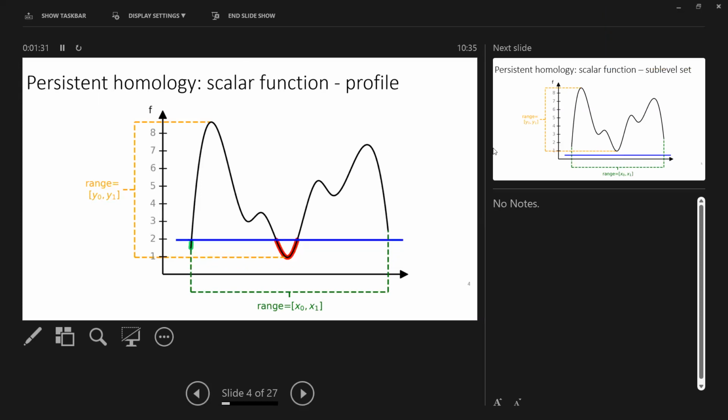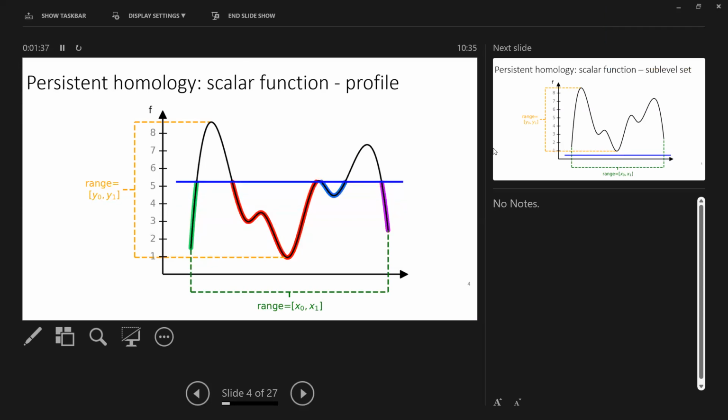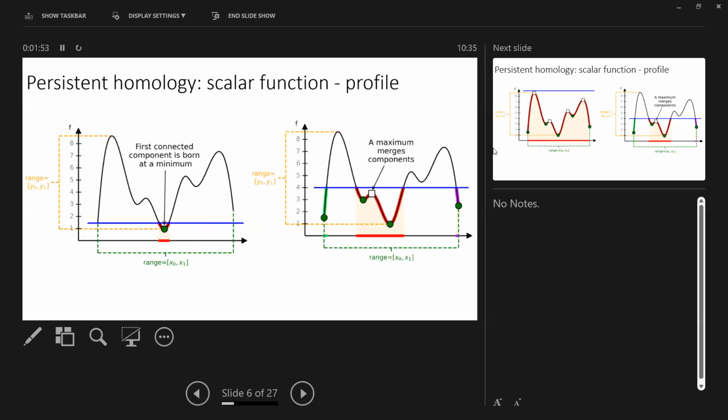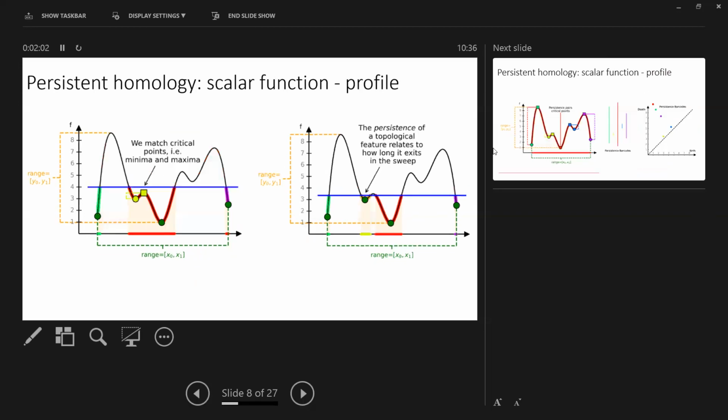As a very easy thing for a one-dimensional function, we have this filtration going up and look at certain sublevel sets. So we're increasing the function value and then look at everything which is below there. And here in color, the connected components according to this sweep. And then we match certain points. At a minimum, they're born, at a maximum, components merge. And then we have this persistence pairing.